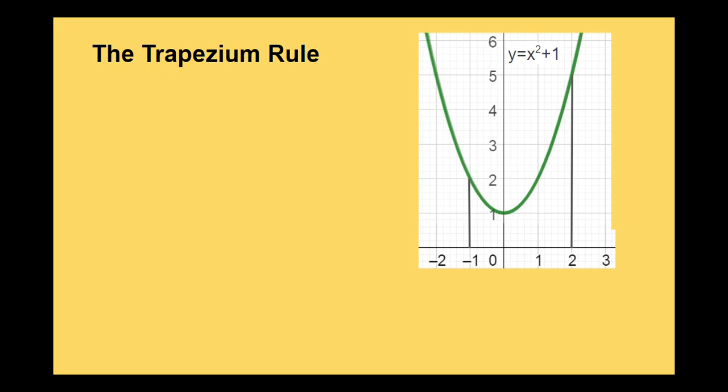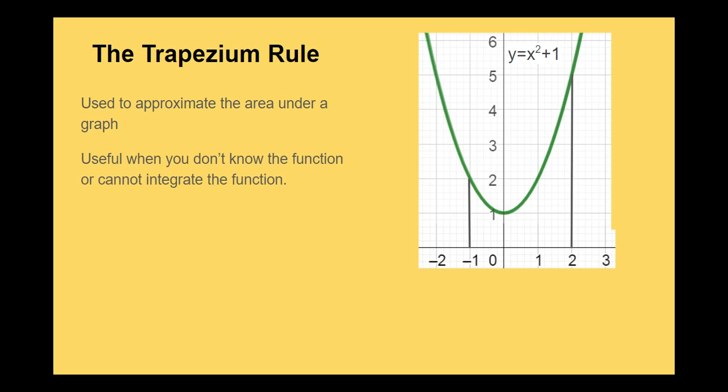Now, if we're going to find that area, usually we would integrate. And the trapezium rule just gives us an approximation. It's a bit like the mid-ordinate rule or Simpson's rule, but it's one of the methods that you need to know about. And it is very useful when perhaps you can't integrate the function for whatever reason.